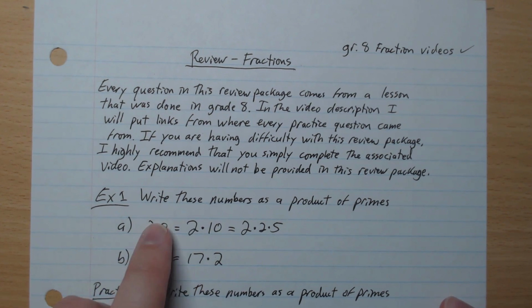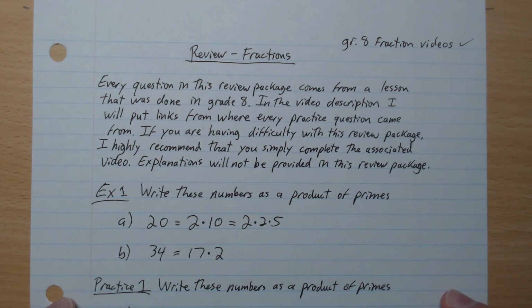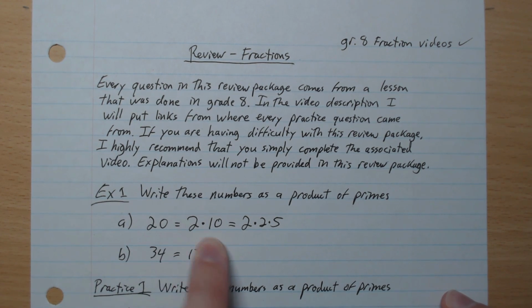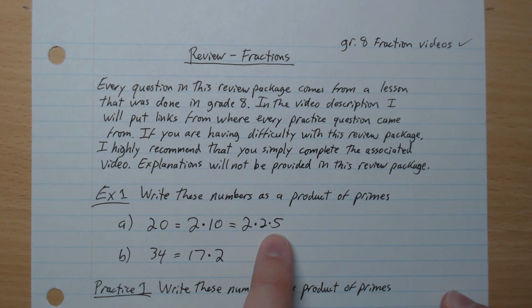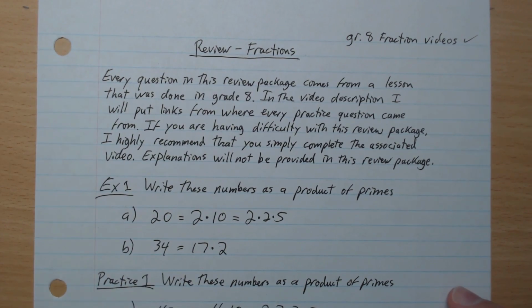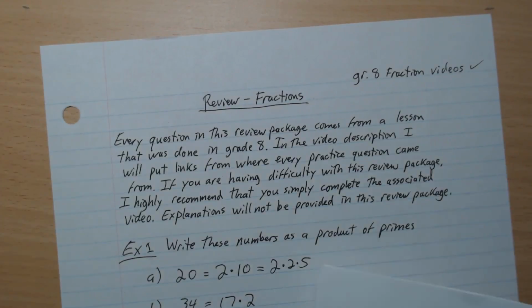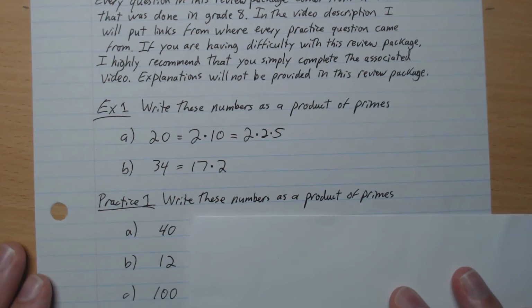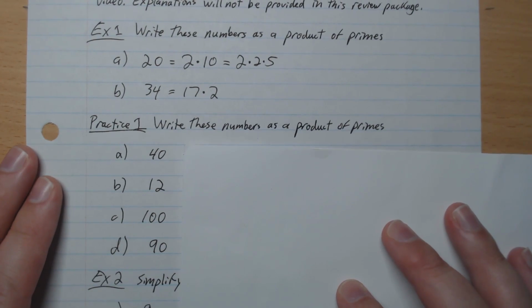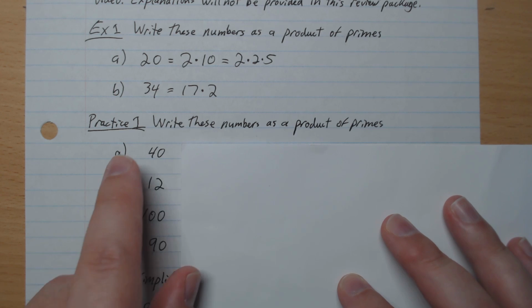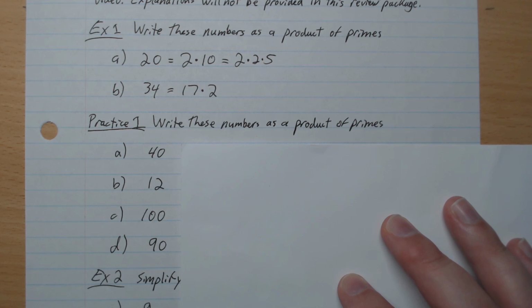So example 1, write these numbers as a product of primes. So 20 we can write as 2 times 10, and we can write that as 2 times 2 times 5, like that. 34, 17 times 2. Okay, so practice 1. So there's going to be a lot of practices in this review. So go ahead and pause the video and answer this question. Write these numbers as a product of primes.